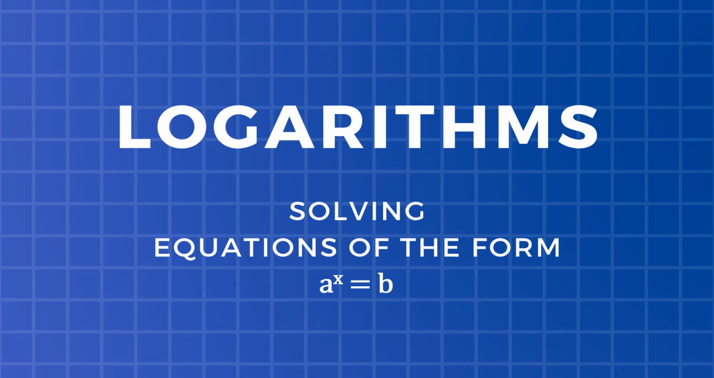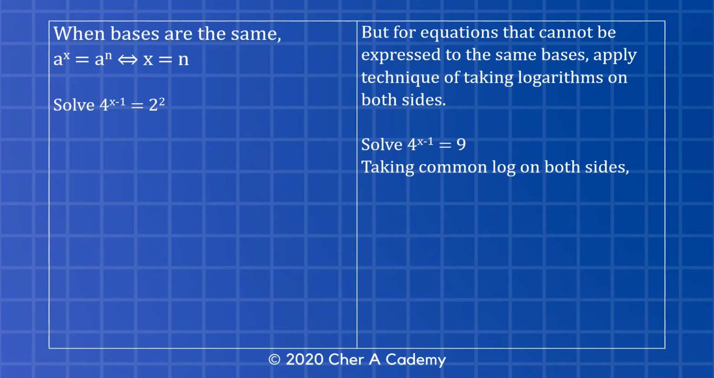So previously we saw how to solve log equations. Now we look at how to solve equations of the form a to the power of x equals b, which is the index form. In indices, we learned that if the bases are the same, the powers will be the same too. So if I have a to the power of x equals a to the power of n, the power x will be equal to the power n.